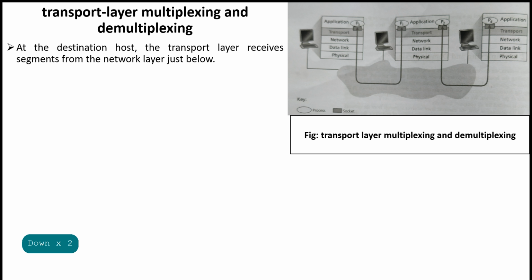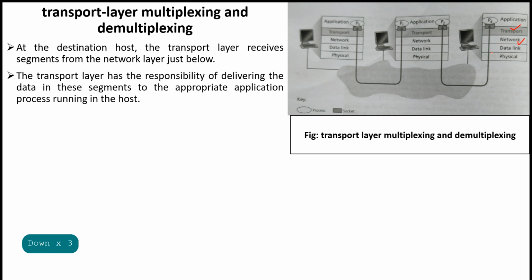At the destination host, the transport layer receives segments from the network layer just below, right? So the transport layer receives segments from the network layer just below it. The transport layer has the responsibility of delivering the data in these segments to the appropriate application process running in the host.